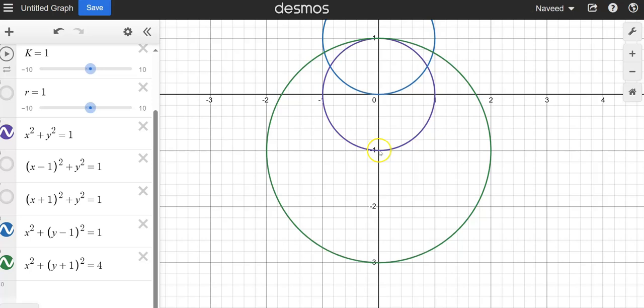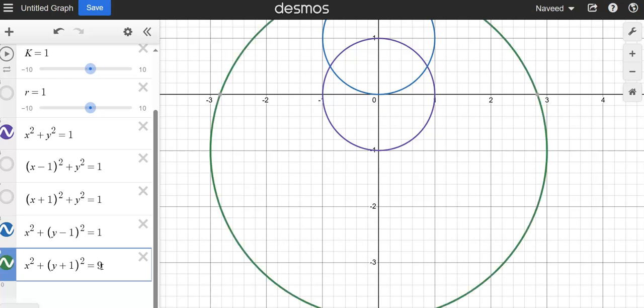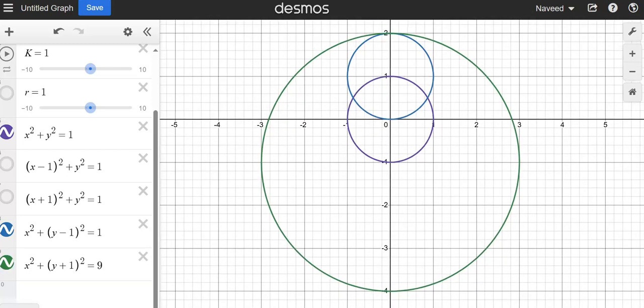Look at that. This is the green graph. We're going from 0 to positive 2. And this is 4 we have written here. So the square root of 4 is 2. That's the radius. If I put in 9, the radius is 3 now. So that's what is happening. The square root of this constant value is the radius. The square root of 1 is 1, but the square root of 9 is 3 in this case.